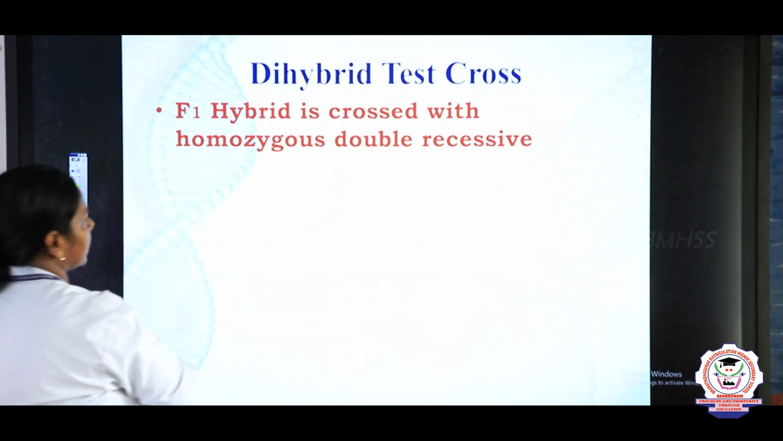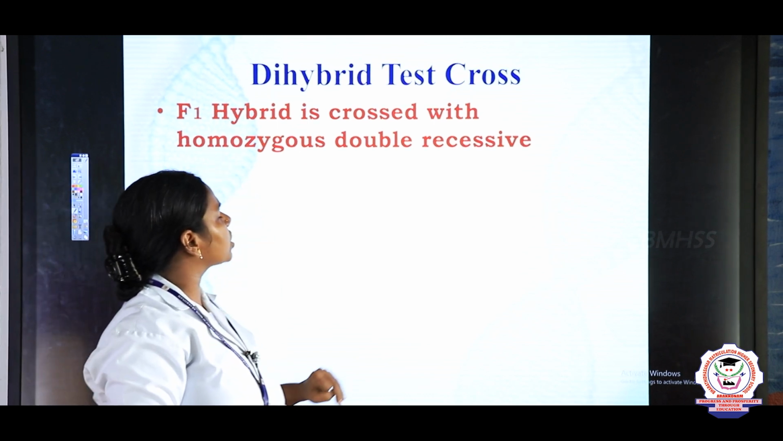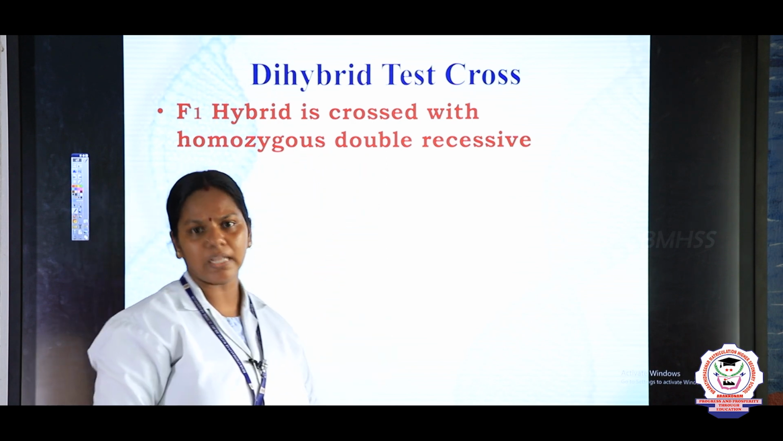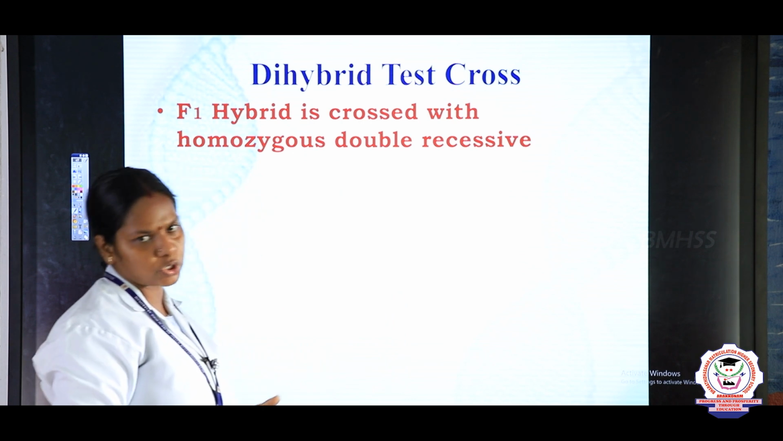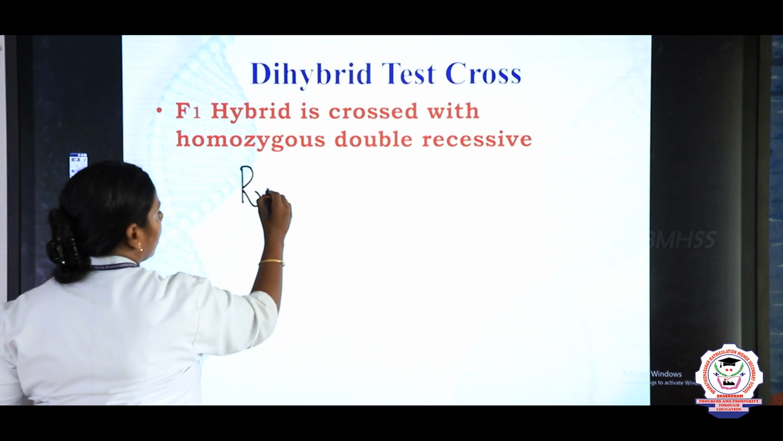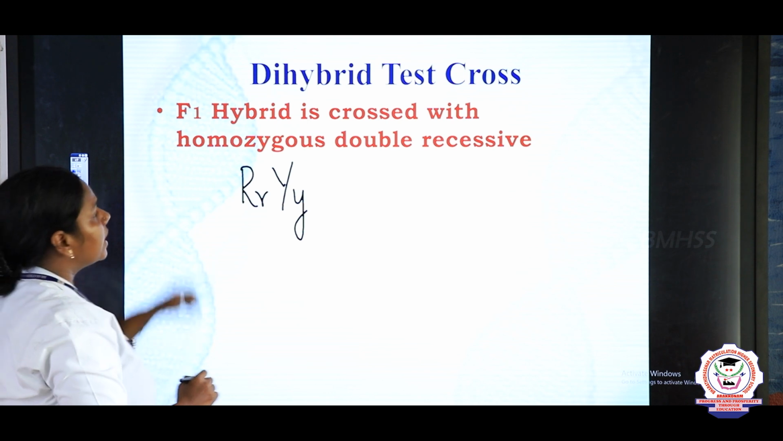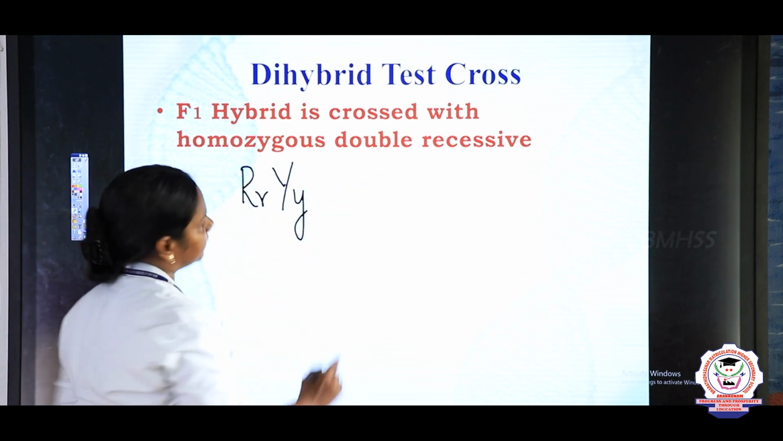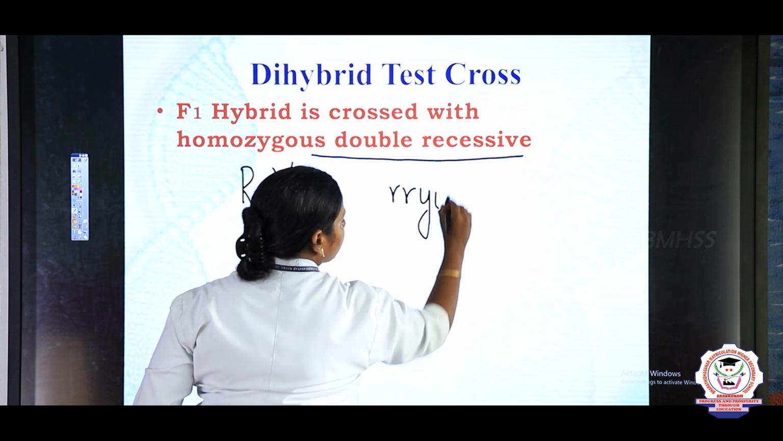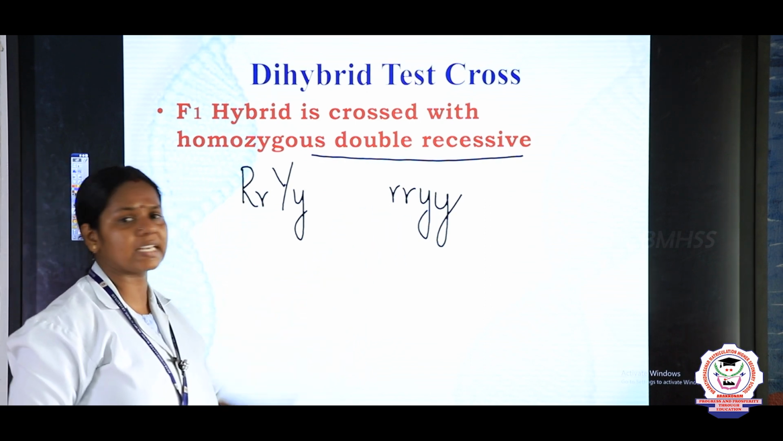And now we are going to see about the dihybrid test cross. So, what is a dihybrid test cross, children? The F1 hybrid is crossed with the homozygous double recessive. And now we are going to make a chart. What is an F1 hybrid, children? Capital R, small r, capital Y, small y is the F1 hybrid. And the homozygous double recessive is small r, small r, small y, small y. That is wrinkled green, so this is the homozygous recessive.